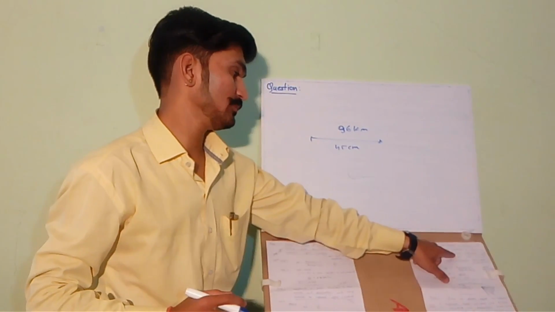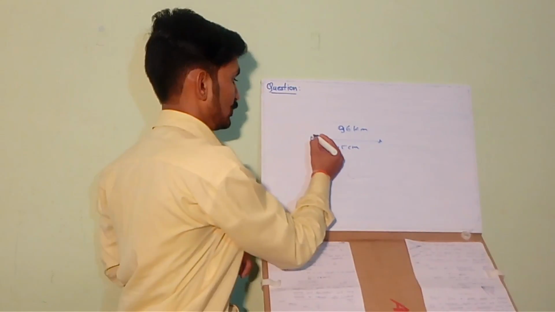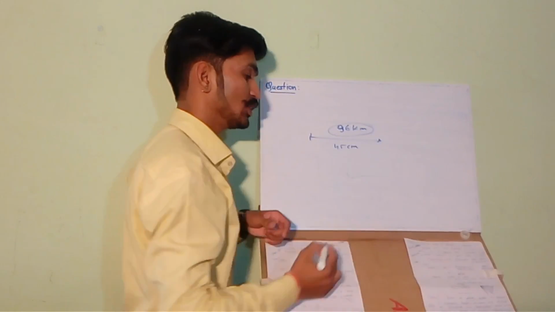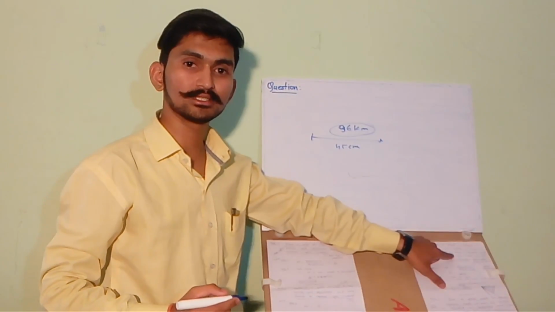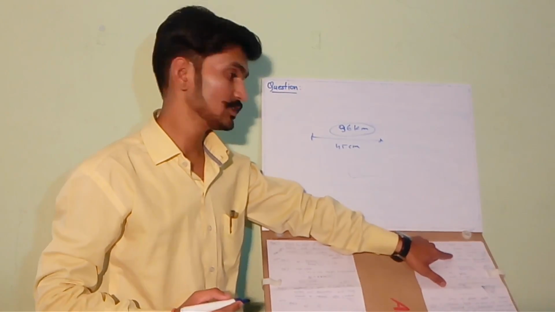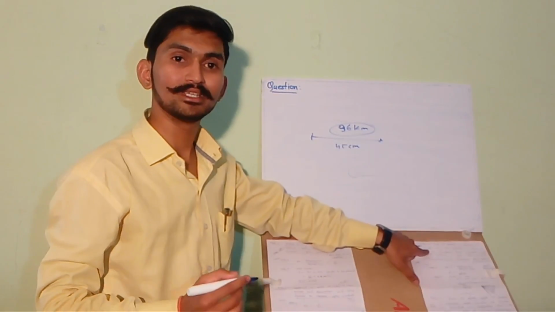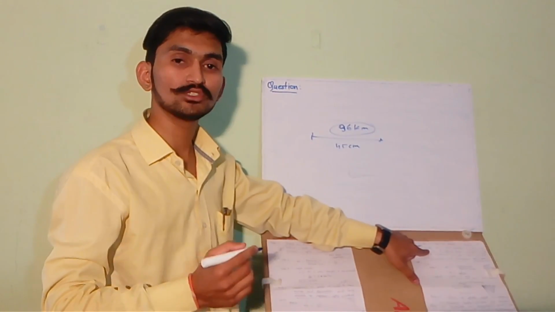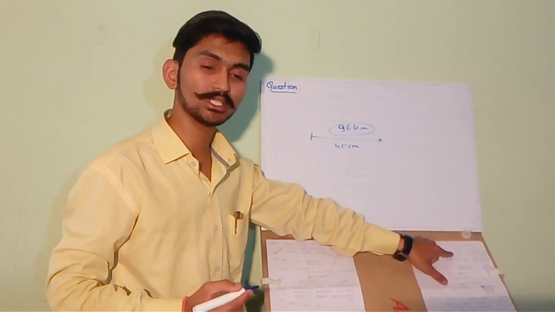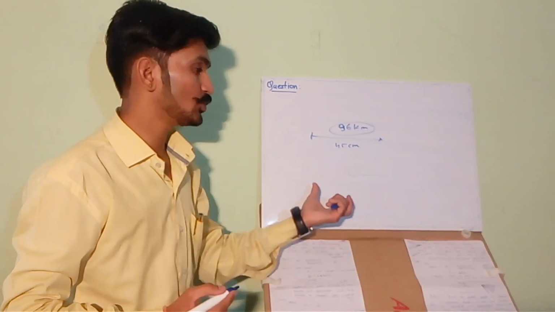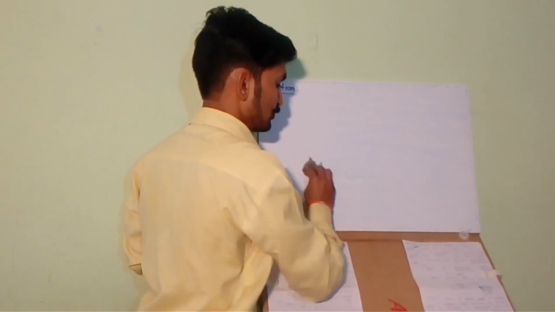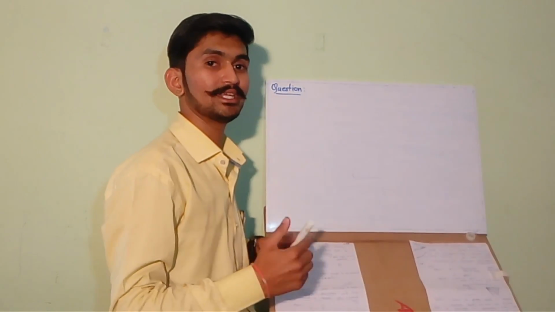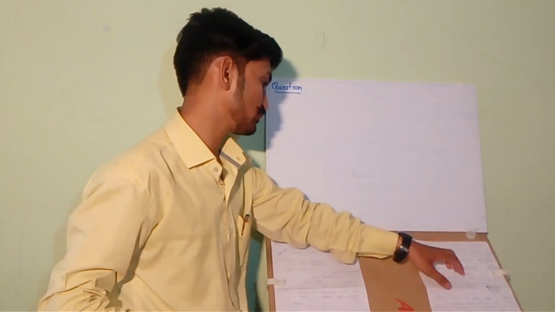Okay, 45 centimeter long line. So 36 kilometer is the actual size of the object and 45 centimeter is the drawing size of the object. From these two data we can calculate the RF. Okay, let me complete the question.